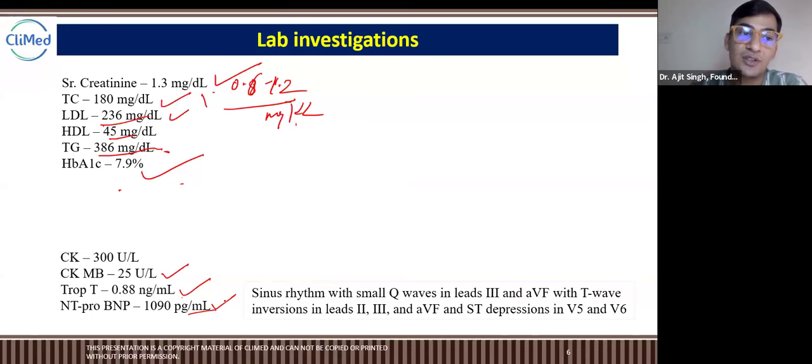Then what about the TG, triglycerides? Usually less than 150. TC.